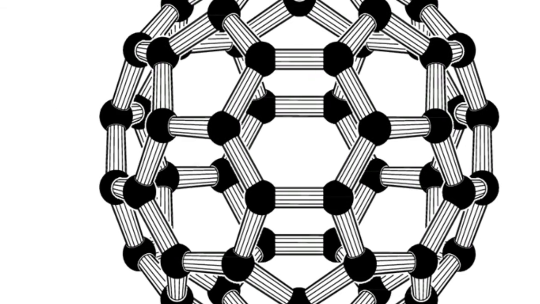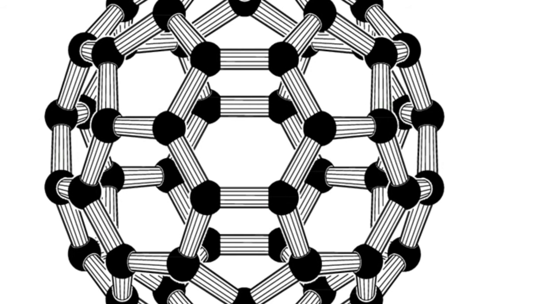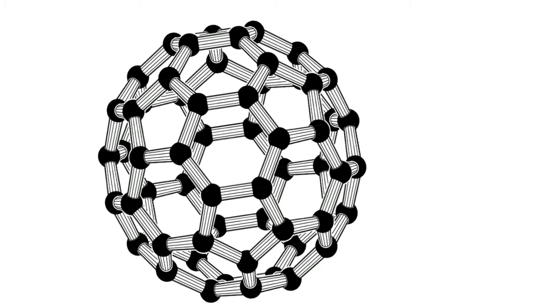In Buckminster fullerene, a carbon atom is attached to 3 other carbon atoms. Means one of the bonds is a double bond. It forms a closed cage, just like a soccer ball.